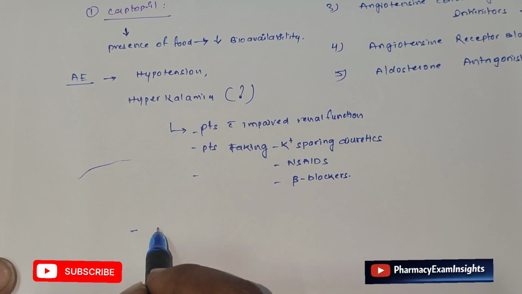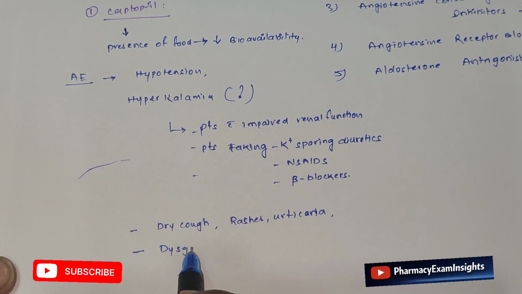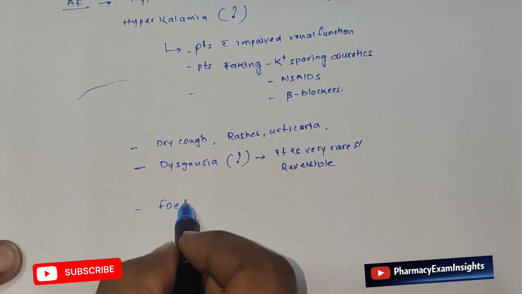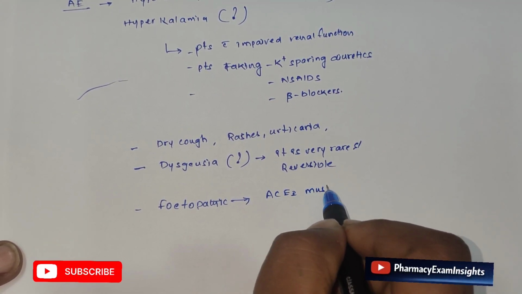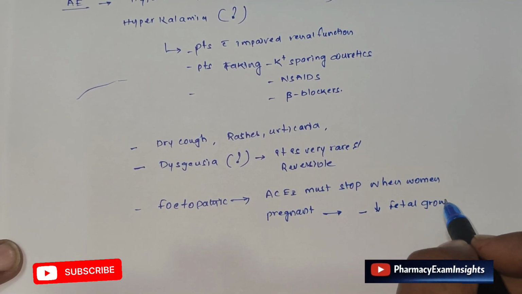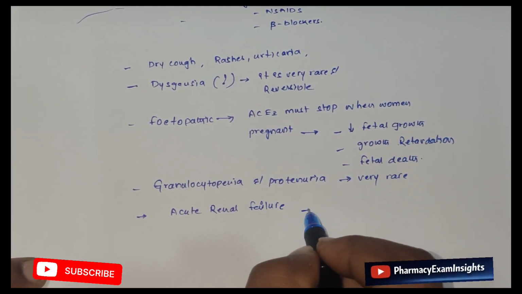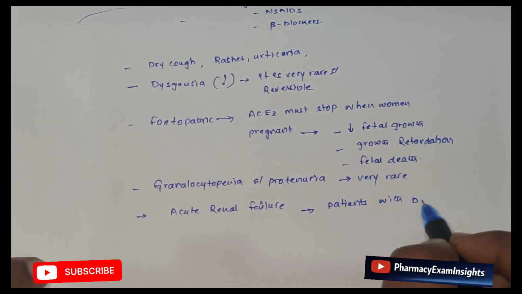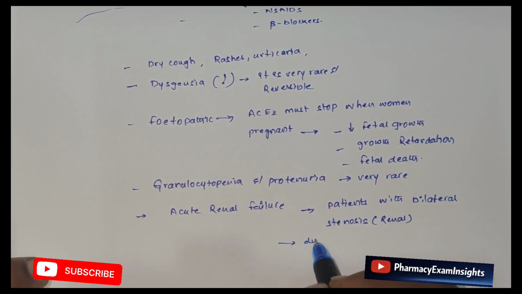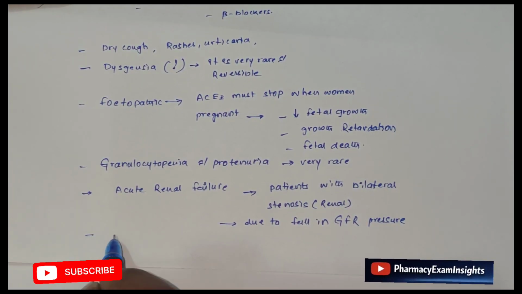Dry cough, rashes, urticaria, dysgeusia. Friends, what is dysgeusia? Please write in the comments. It is very rare and reversible. Fetopathic: ACE inhibitors must be stopped when women are pregnant. It will cause decreased fetal growth, growth retardation, fetal death. Granulocytopenia and proteinuria, which are very rare. Acute renal failure in patients with bilateral stenosis due to fall in glomerular filtration pressure.